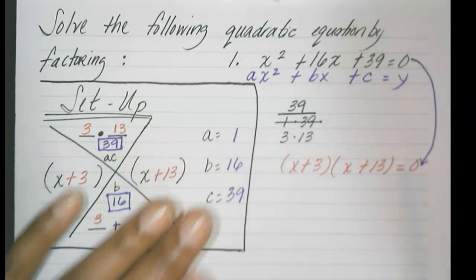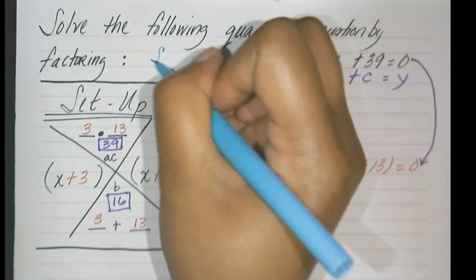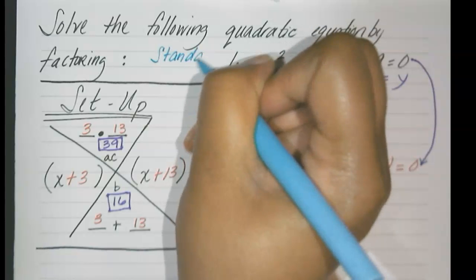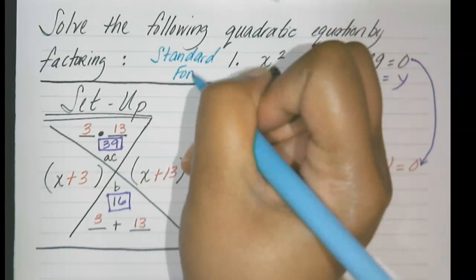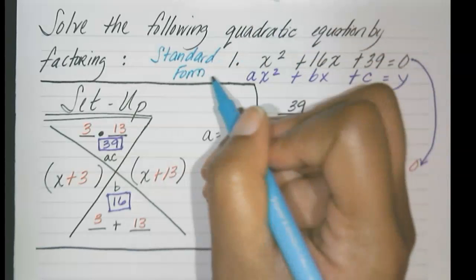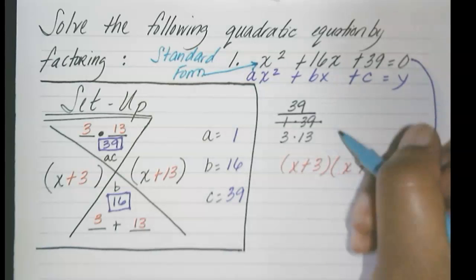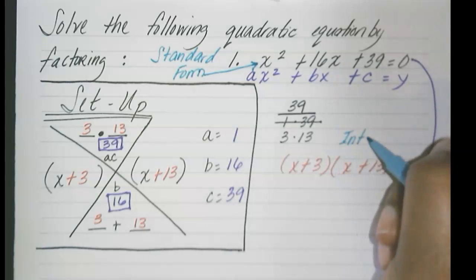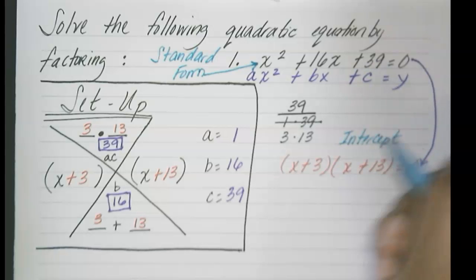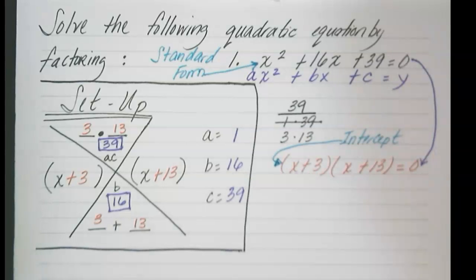Just as a review, the equation that we started out with is in standard form. The equation here is considered to be in intercept form. Okay, so why does all of that matter? It'll come up in a little bit, I promise you.